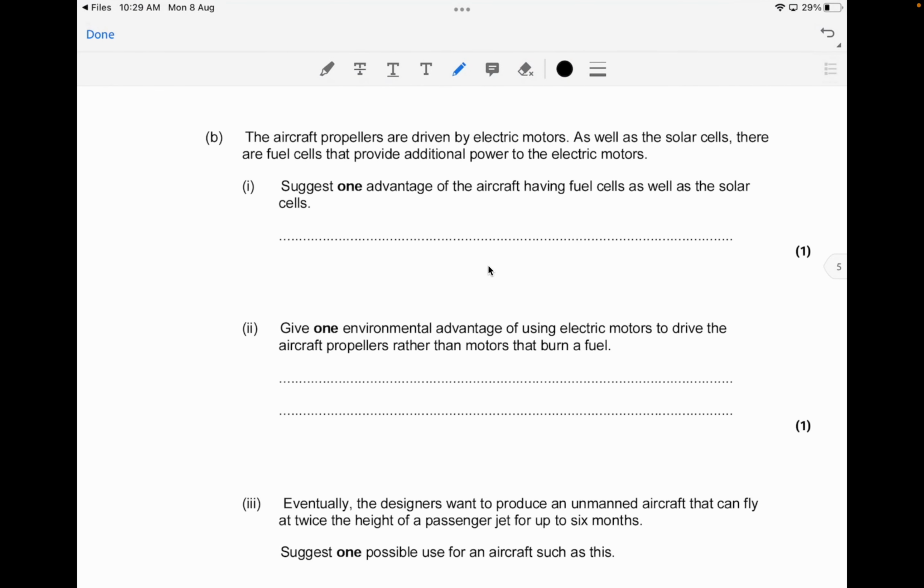Let's move on to the next question. The next question states that the aircraft propellers are driven by electric motors, as well as the solar cells. There are fuel cells that provide additional power to the electric motors. Now you have to suggest one advantage of the aircraft having fuel cells as well as the solar cells. One advantage is that solar cells don't work at night, so it can help the aircraft fly at night. That could be one answer you could say. Other answers you can mention are that it can stay longer in the air, it can fly in winter, or it can fly faster as it has additional power.